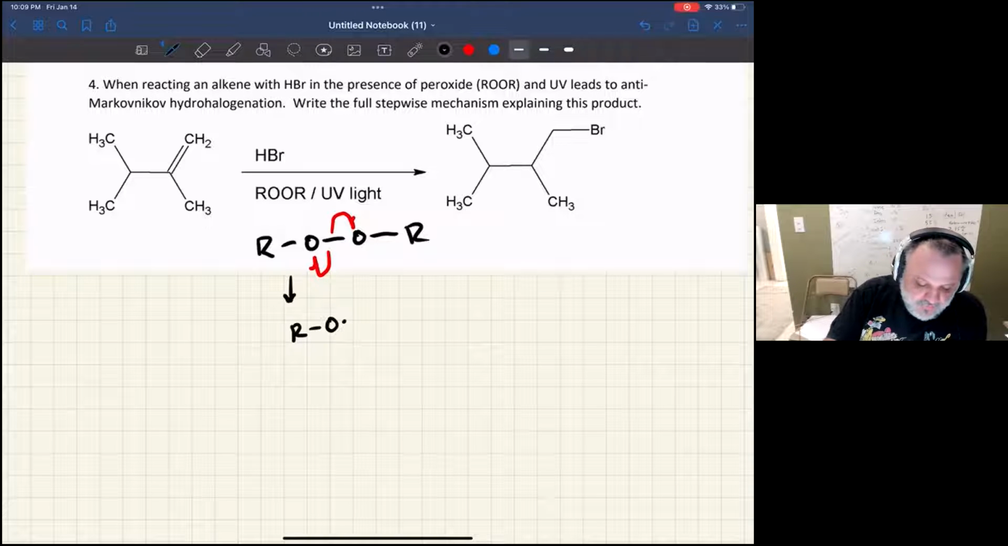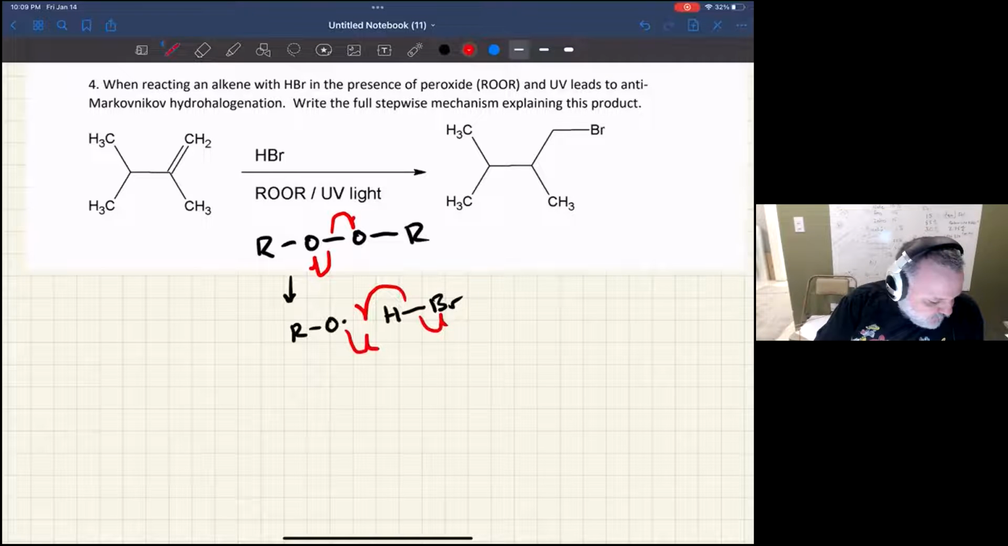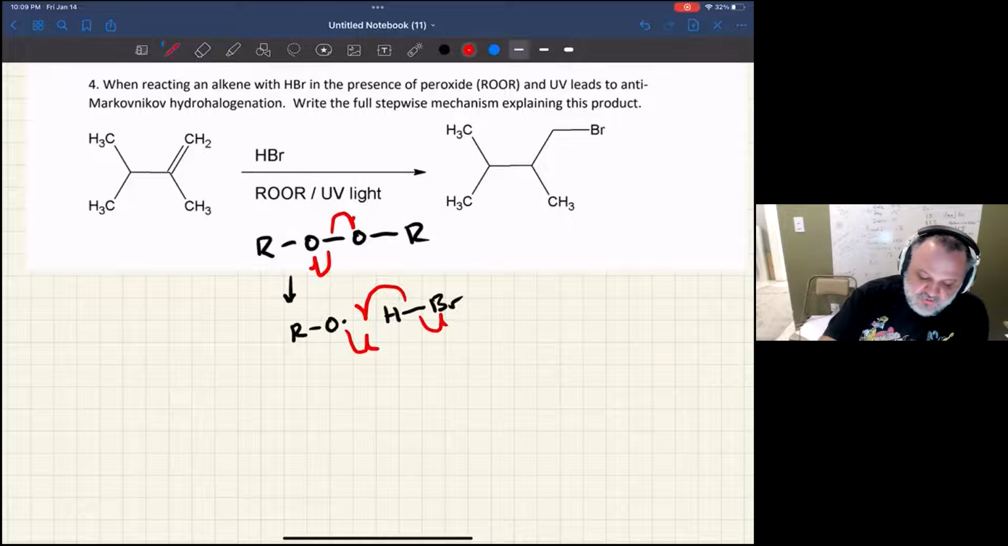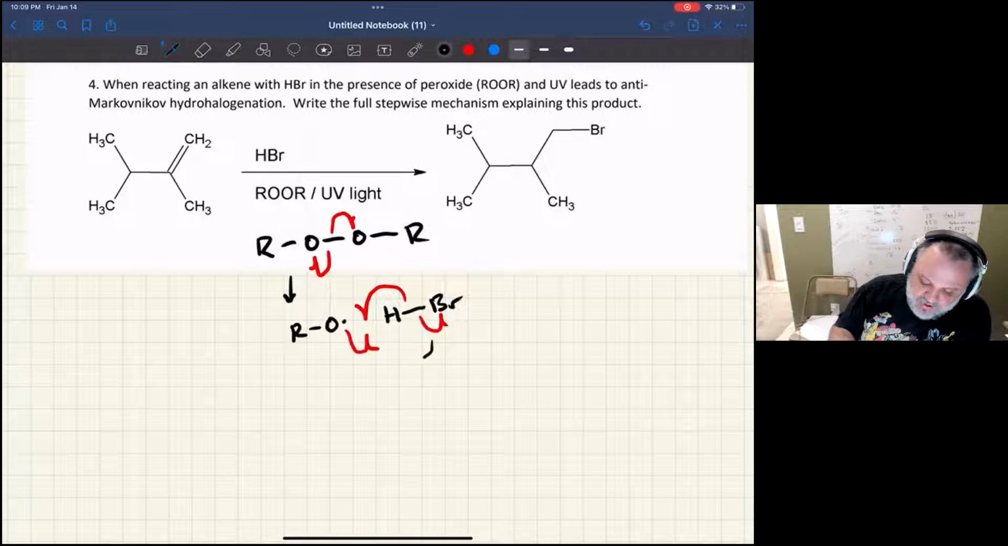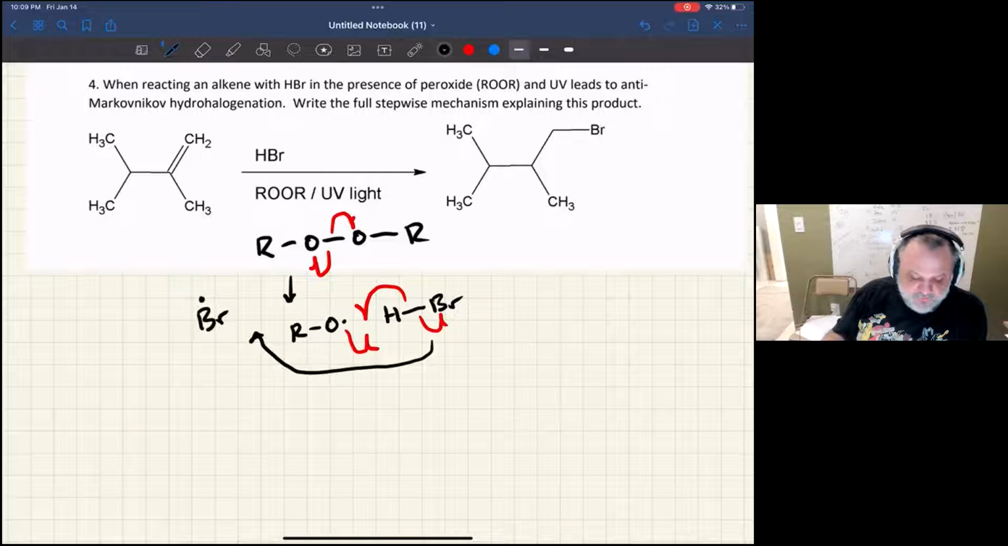And what's next then? Okay, well, what's next is that RO will then react with HBr to form some radicals as well. So let's take a look and see how that works. So I'm going to form a bond to make the alcohol from the OR group, and then I'm going to have a bromine radical. And so let's go ahead and finish out what that reaction would provide. So now I've got a Br radical.